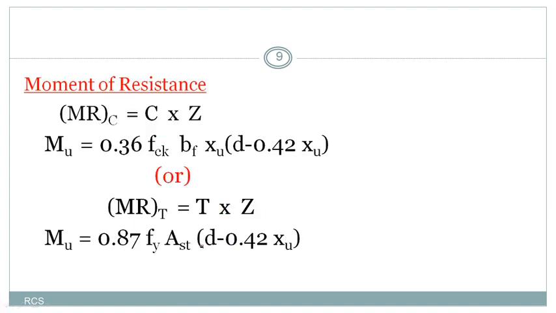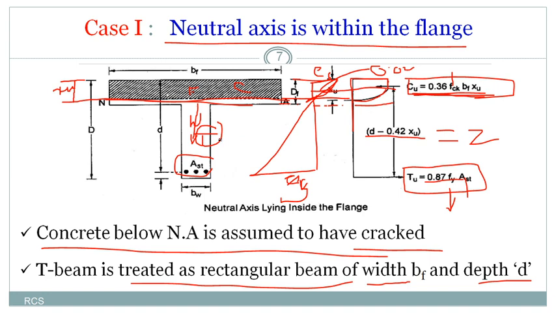Then we calculate the moment of resistance. We can calculate the moment of resistance in two ways, either with respect to compression or with respect to tension. A moment means force times perpendicular distance. So we have the compressive force and this perpendicular distance, and from this we get the moment of resistance. In the other way, we have this force and this perpendicular distance, and from this we can calculate it.